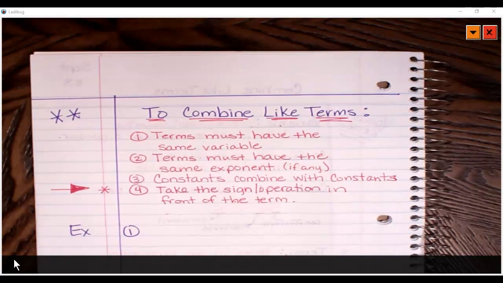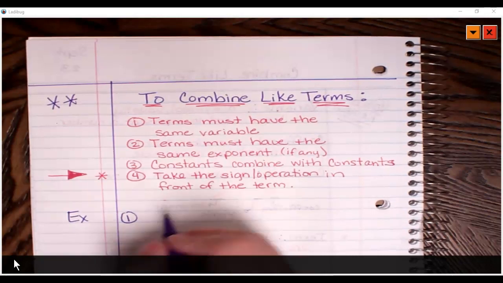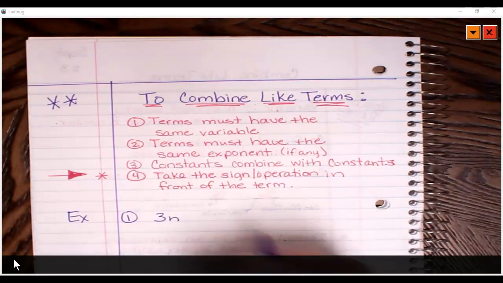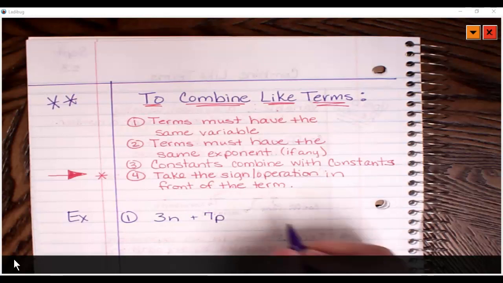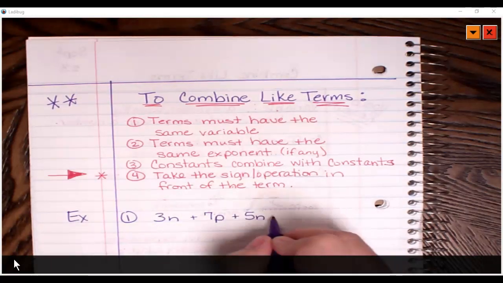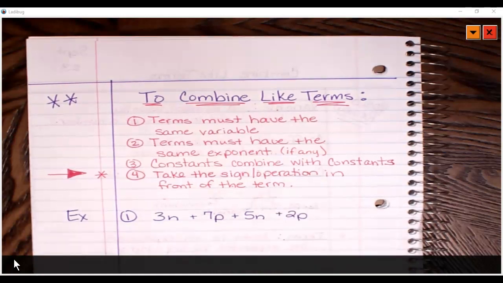Let's do an example together. So my first example is 3n plus 7p plus 5n plus 2p. Now, when I go through and I'm looking for like terms, I like to do one of 2 things.